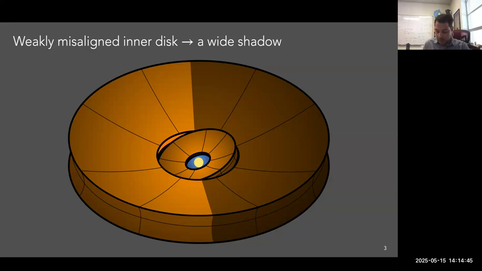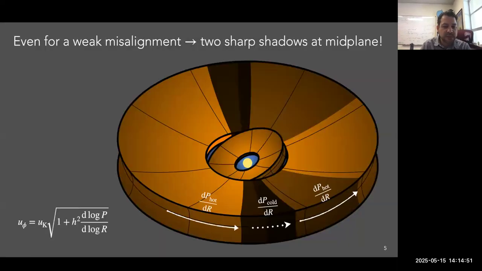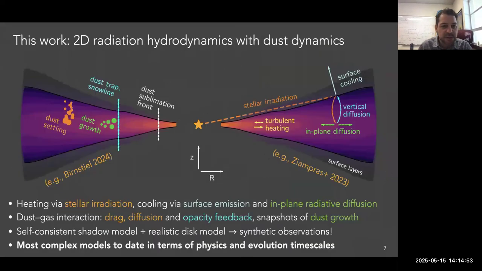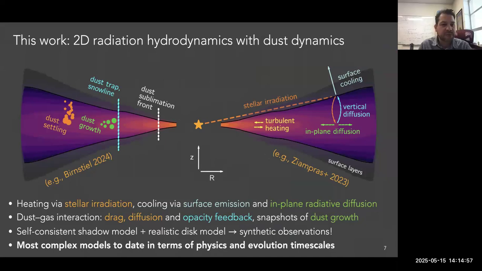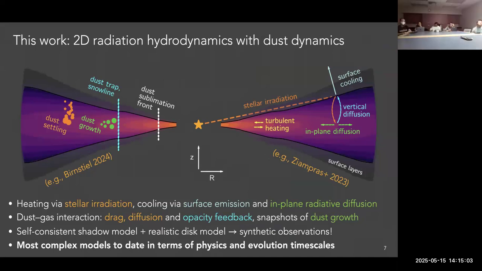Alex, I do have a question. You said in the previous slide that you are also considering dust growth, but there are snapshots of dust growth. So what exactly do you mean by that? Is the dust growth, through coagulation and fragmentation, done at the same time as the hydro? There's no dust growth during the hydro phase.